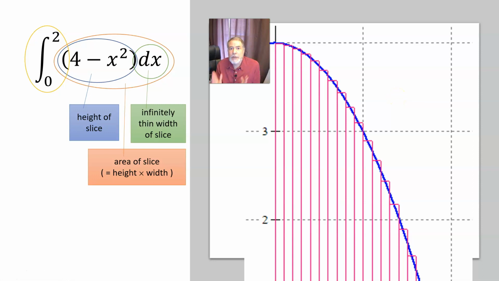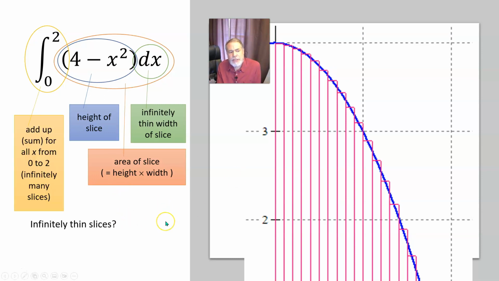If we make the rectangles skinny enough, it won't make much difference. There won't be very much of them that sticks out or that doesn't get included. And the narrower we make them, the closer we get to the actual area under the curve. And if we could somehow make them infinitely narrow, we might think there is no difference at all. If we make them infinitely narrow, nothing's going to stick out, nothing's going to be left over, and we'll get exactly the area under the curve.